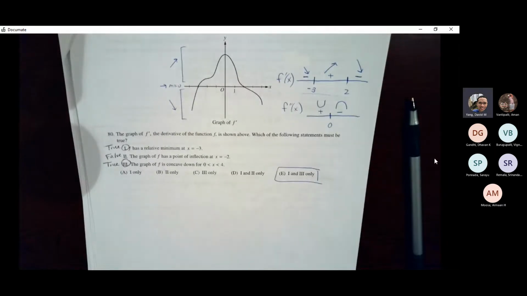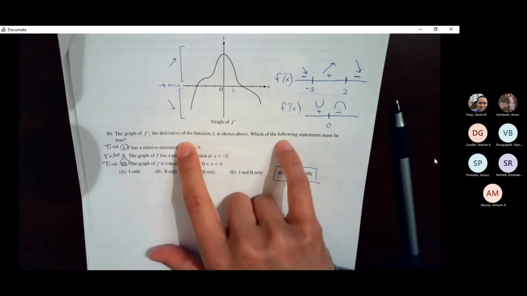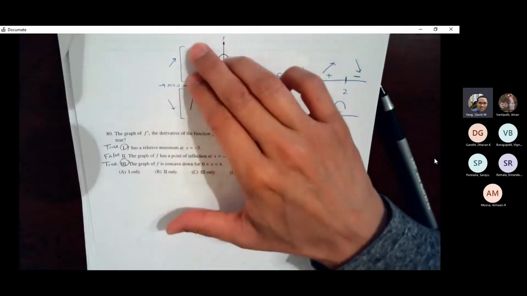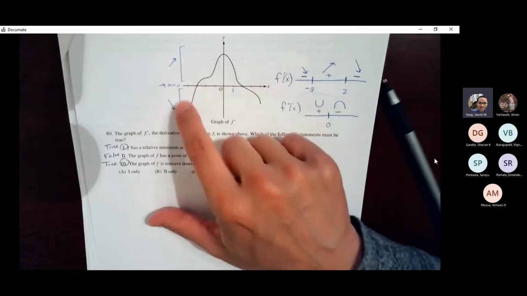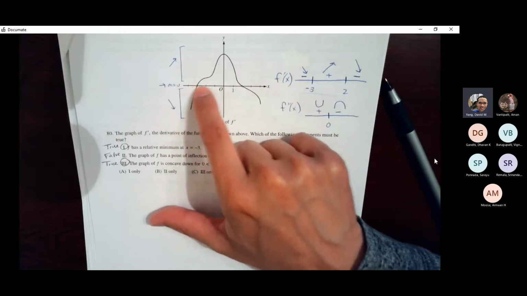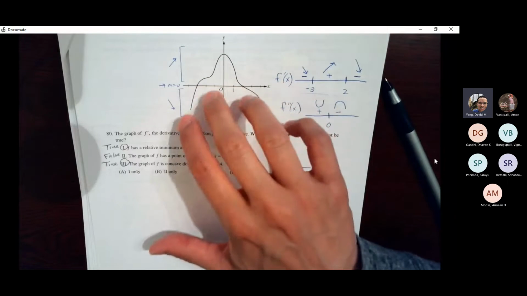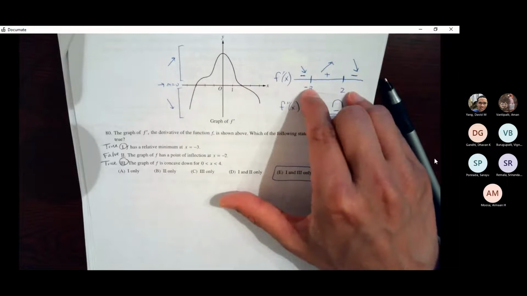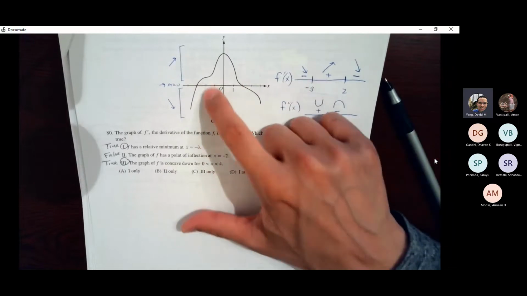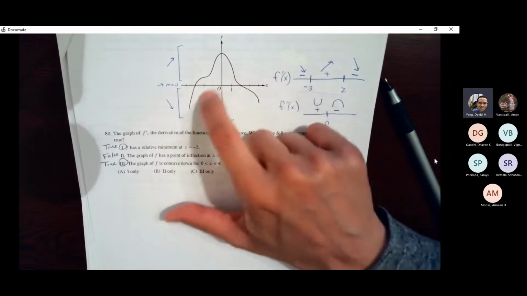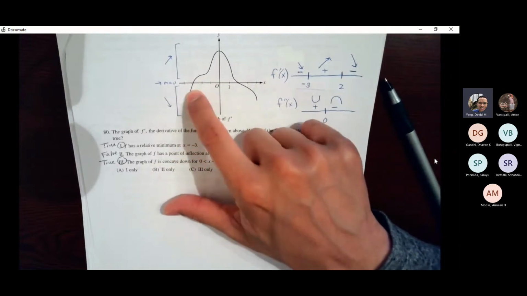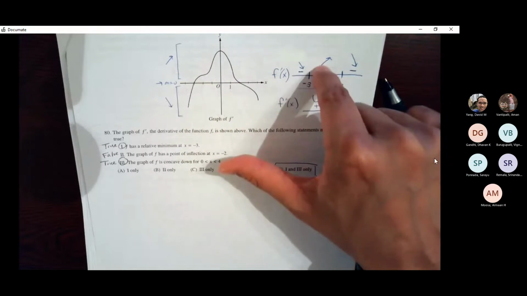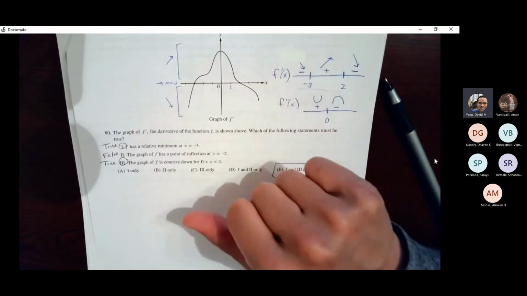Okay, number 80. f prime is the graph that's given. Which of the following is true? I like to label my graphs. If I'm dealing with a derivative graph, anything above is positive slope, anything below is negative slope. My critical points are the x-intercepts, so -3 and 2. I'm just looking to see where my graph is located in each of these intervals. To the left of -3, below the x-axis, that's negative. Between -3 and 2, positive slope. And to the right of 2, negative slope.